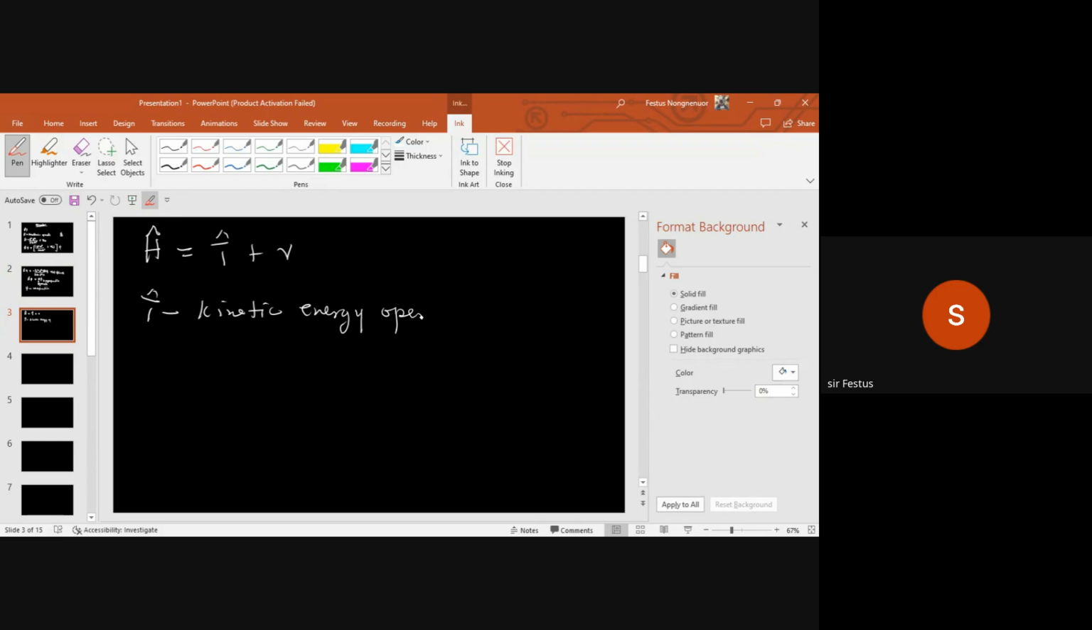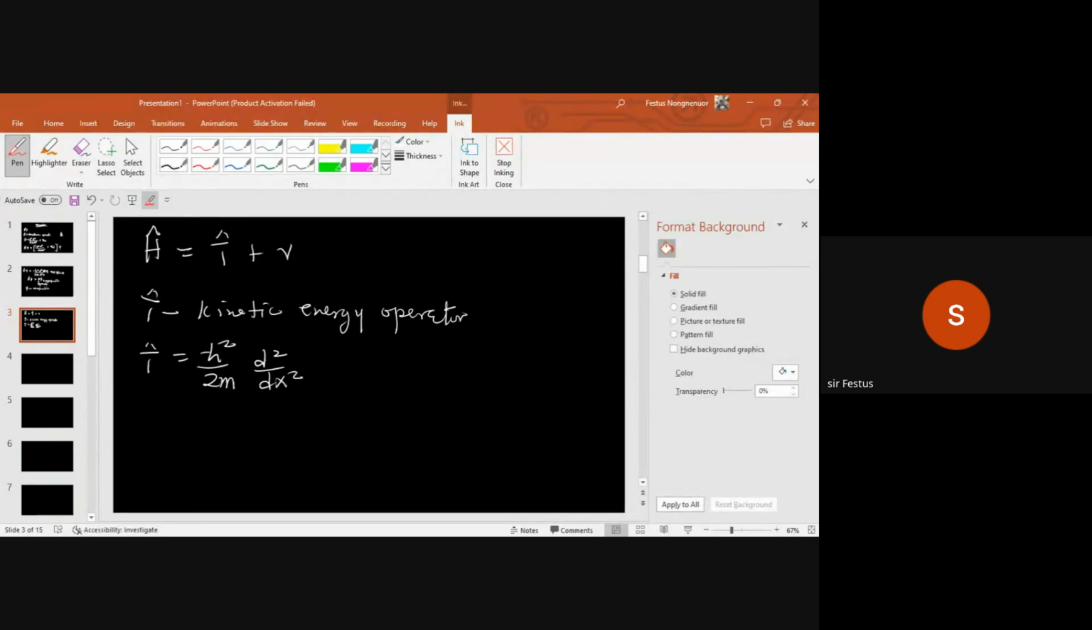And this is also defined as this. The kinetic energy operator is defined as minus h bar square over 2m, and then this is d square over dx square. So this is an operator. When it acts on any other function, then you bring it. It can be the wave function, it can be a variable. Okay.